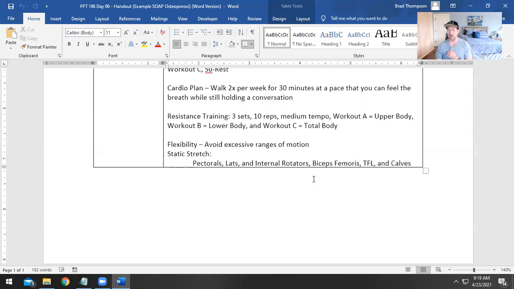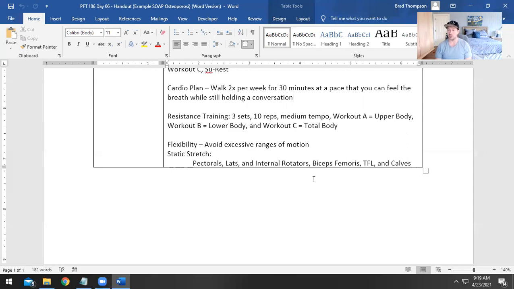Workout A is going to be an upper body routine. Workout B is going to be a lower body routine. And then we're going to kind of blend the 2 together for workout C, which will be total body. So that way, as the upper body is recovering, the lower body is doing work. And as the lower body is recovering, the upper body is doing work.